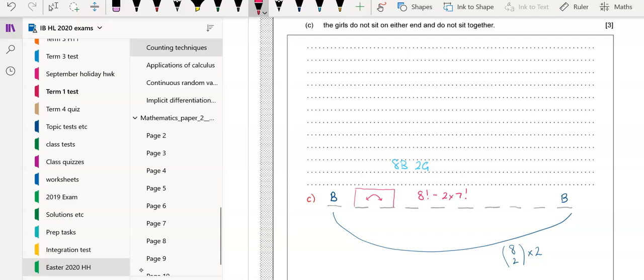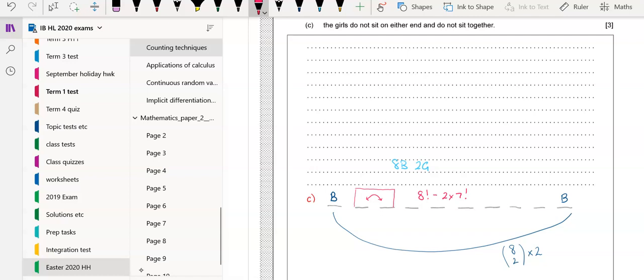So just to clarify again, we've got 8 spots in the middle here. So that's 8 factorial ways of organising those 8 people. But we're going to remove the number of combinations where the 2 girls are sat together. So we block 2 seats, 2 by 7 factorial ways of blocking 2 seats in 8. And so in the middle here we have this.